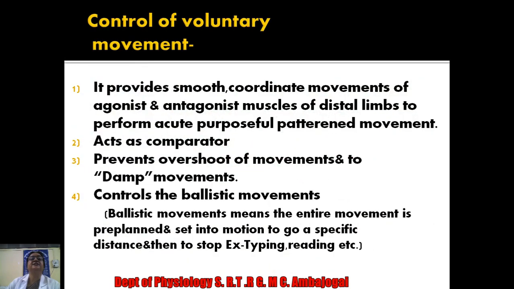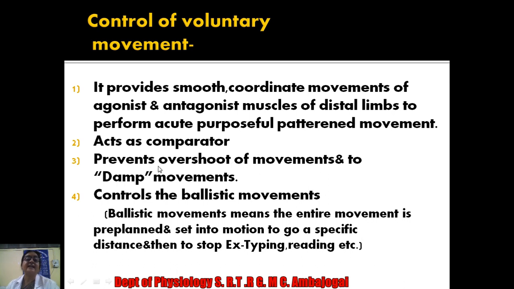Now the next important function, mainly of the spinocerebellum, is control of voluntary movement. So in that control, what functions are carried by the cerebellum? First, it provides smooth, coordinated movements of the agonist and antagonist muscles of the distal limb to perform acute, skillful, purposeful, patterned movement, and while performing this movement it acts as a comparator.